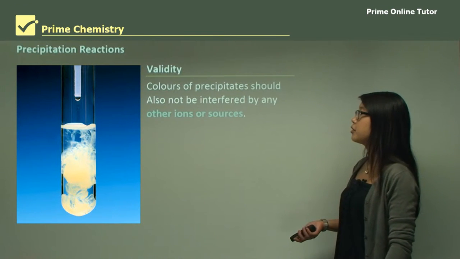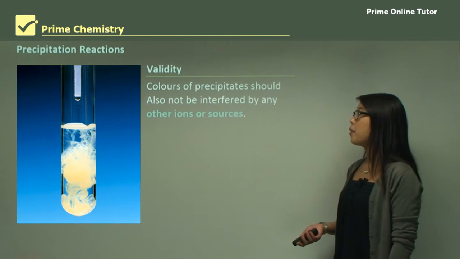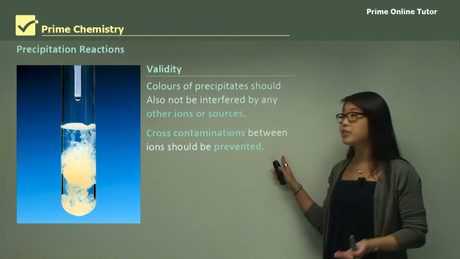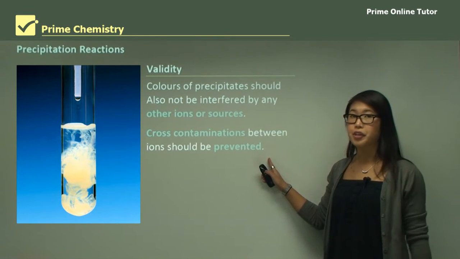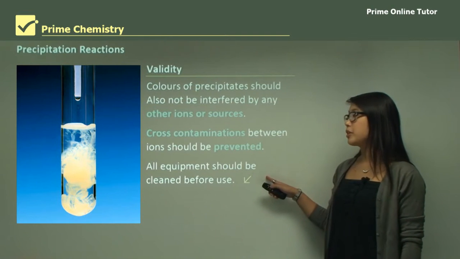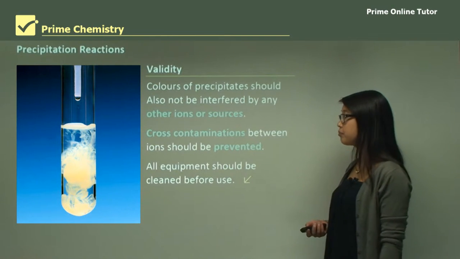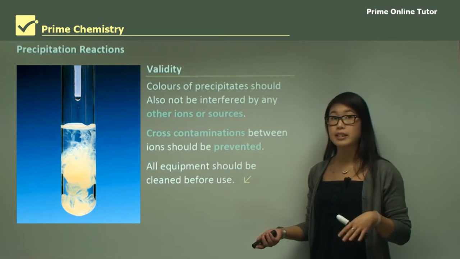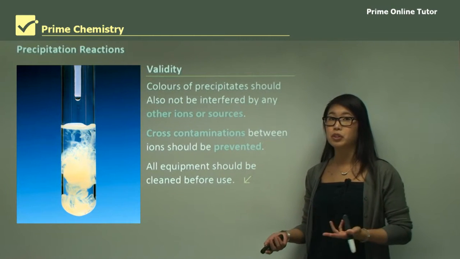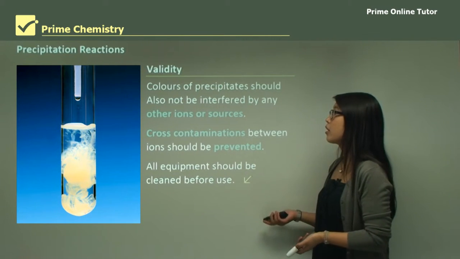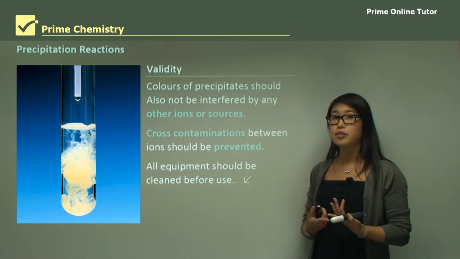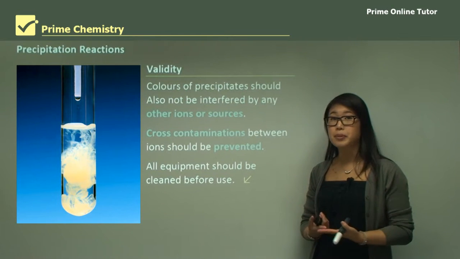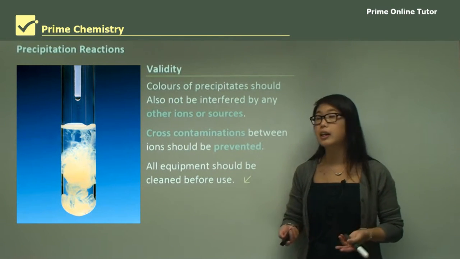The colors of the precipitate should also not be interfered with by any ions or other sources, because cross-contamination can affect our results, and we really need to prevent it so we can have accurate results. So we need to make sure we clean all the equipment before use. If we don't, we'll bring in ions from other sources which we're not testing, and it can give us false positives or false negatives. So most of the ions with silver, lead, barium and copper will form a precipitate, and sometimes these precipitates form different colors.